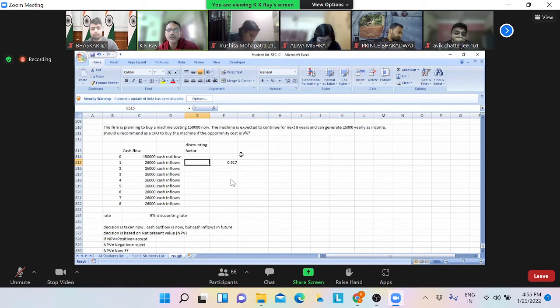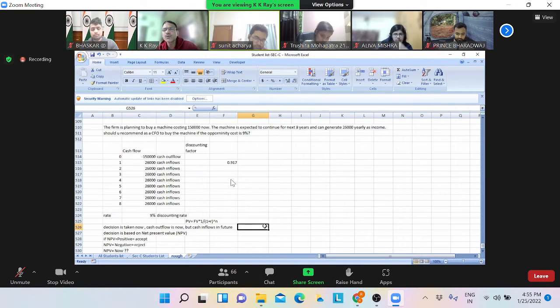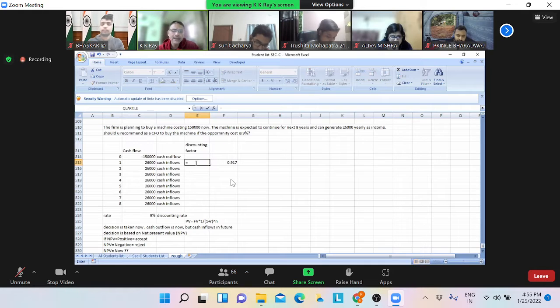That I have already told you: present value equal to future value divided by (1 plus r) to the power n. Okay, so that you know, right? Present value equal to future value into 1 by (1 plus r) to the power n. Do you know this or not? Yes, sir. So let's calculate that factor. Factor means that table value. I am calculating this table value.